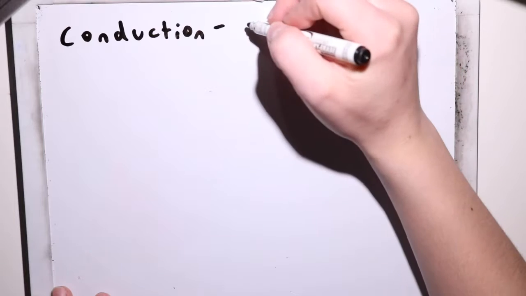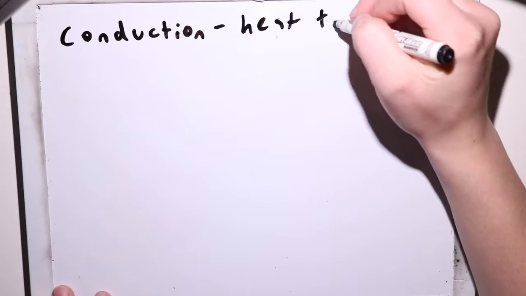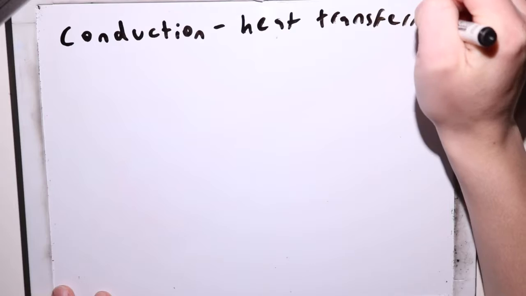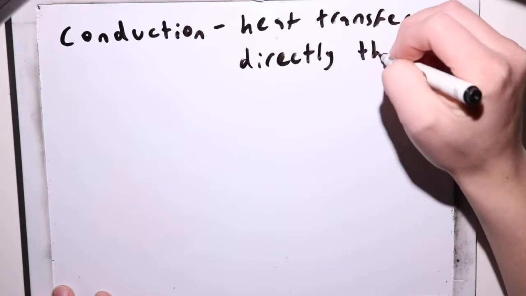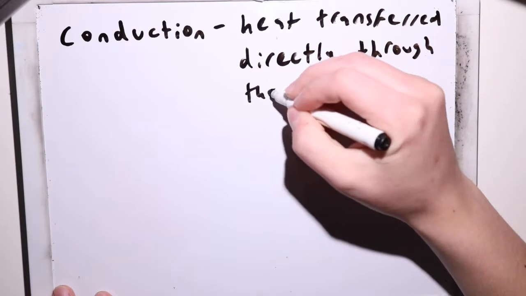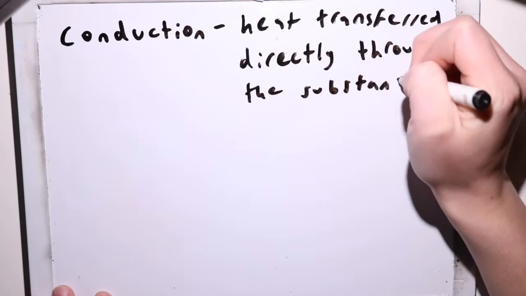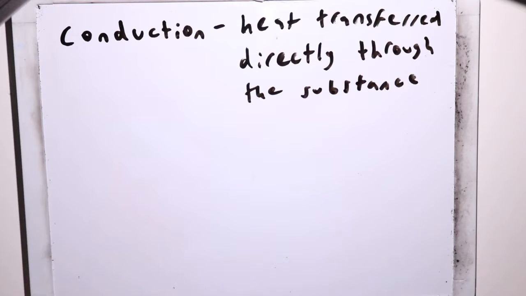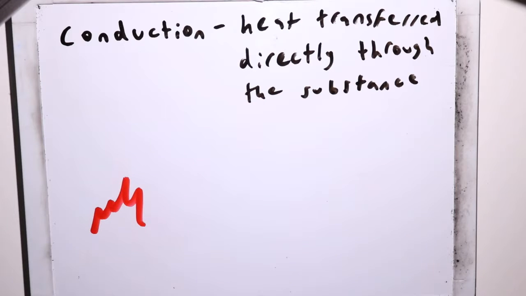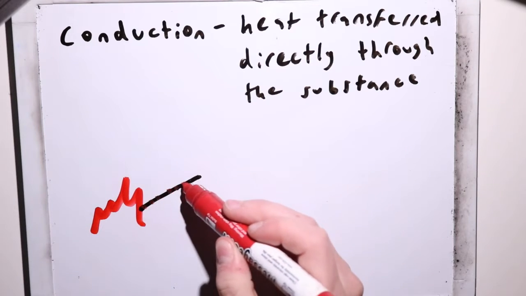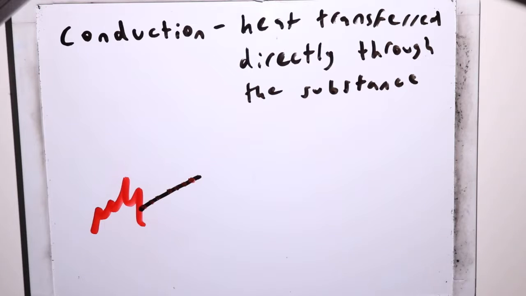Okay, so conduction is when heat is transferred directly through the substance. An example of this would be using a fire poker. Now I'm a horrible artist, but here's your fire, and if you put the fire poker in it, the heat is gradually going to go from the fire up until your hand, and you'll eventually be able to feel the heat because it's going directly through the particles.